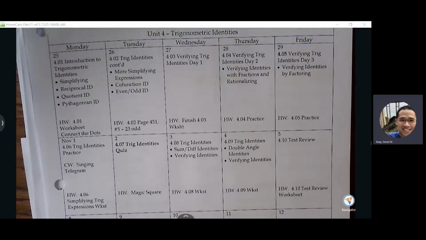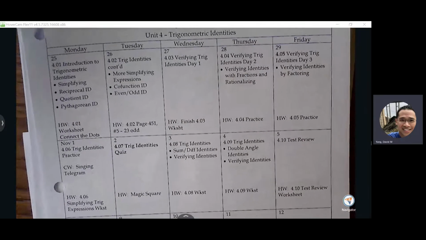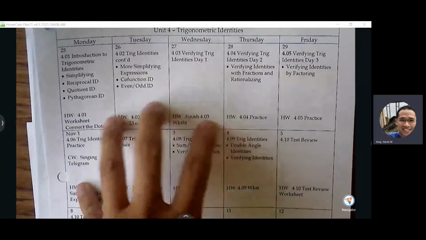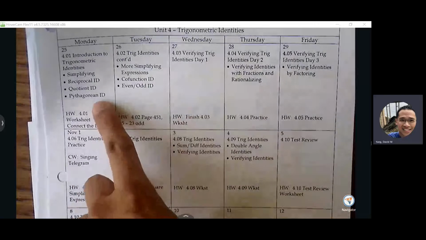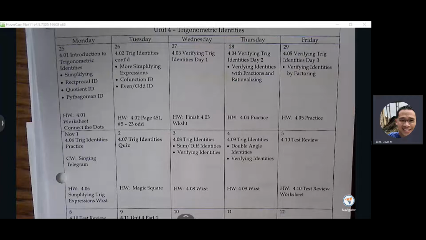Okay, we're going to start our new unit today. This is Unit 4, Trig Identities. Just want to go over the calendar. To begin with, we'll be going through notes for this entire week. And we're going to be having a quiz next Tuesday.